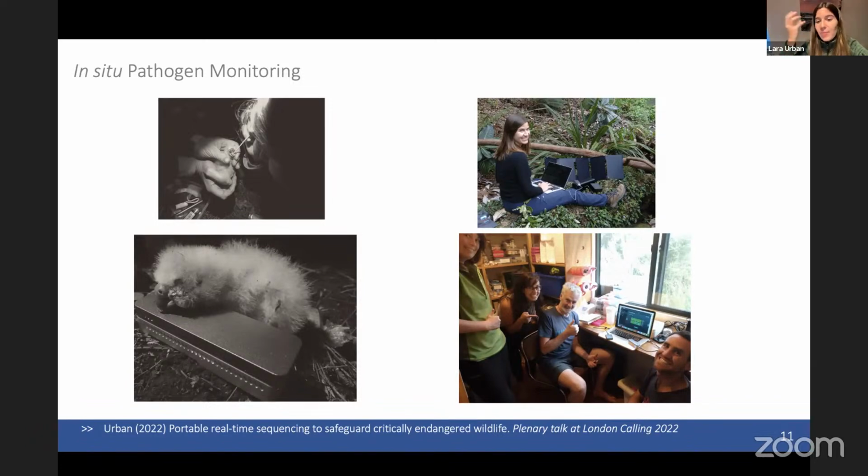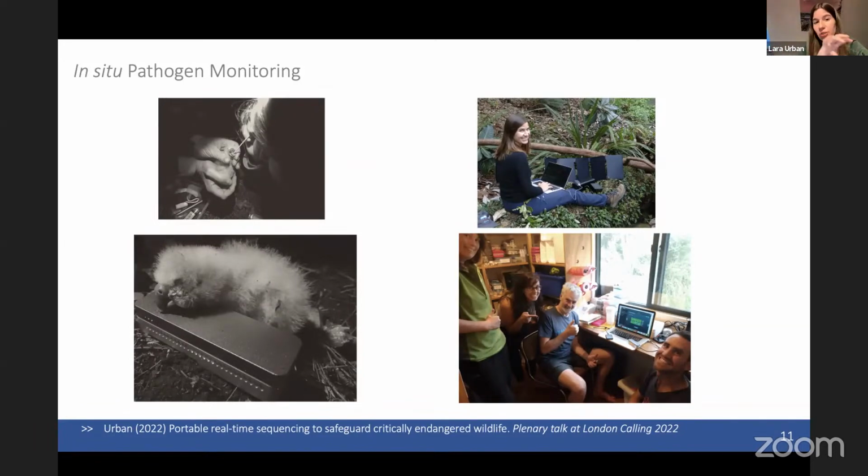Again, I think a nice aspect of this approach is how we can use one technology that we've established on the island now to monitor a variety of different things, be it the genomic health of the species itself, such as inbreeding and genetic diversity, as well as any sort of pathogen that could show up.